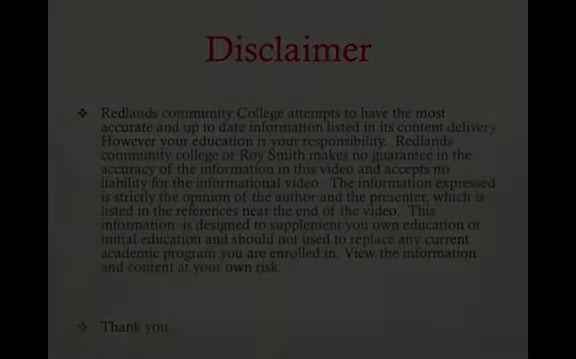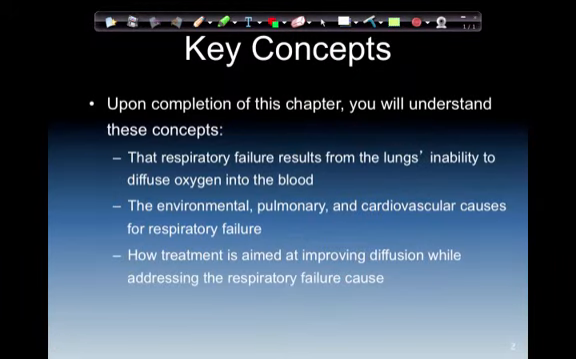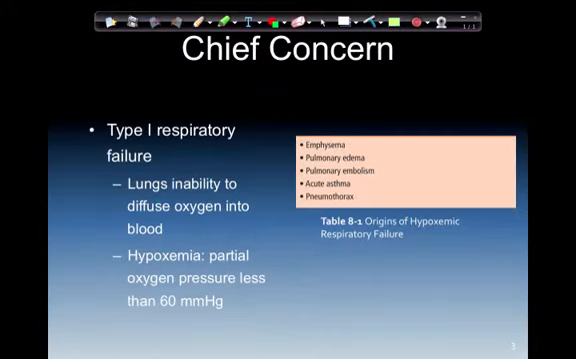Thank you. This is going to be Chapter 8, Disorders of Oxygenation. And key concepts. Upon completion of this chapter, you'll understand that respiratory failure results from the lungs' inability to diffuse oxygen into the blood, and this is going to be a specific type of respiratory failure, type 1 respiratory failure. We're going to learn the environmental, pulmonary, and cardiovascular causes for respiratory failure, and how treatment is aimed at improving diffusion while addressing the respiratory failure causes. Remember, this is the first type of respiratory failure.